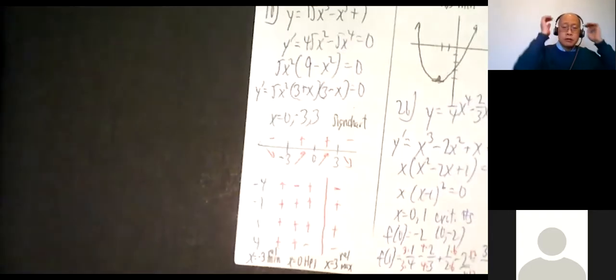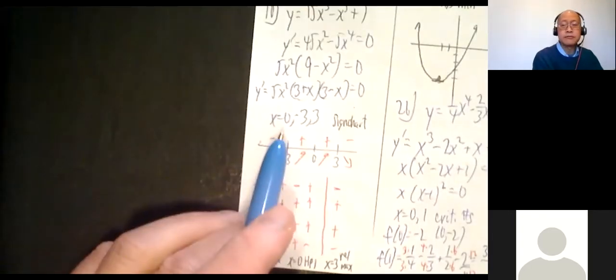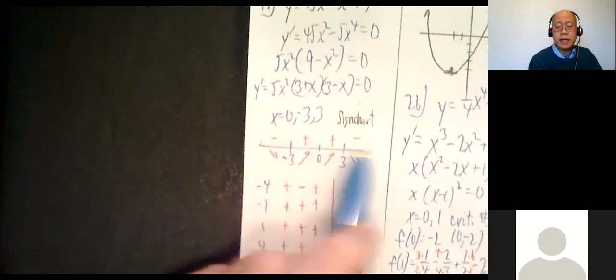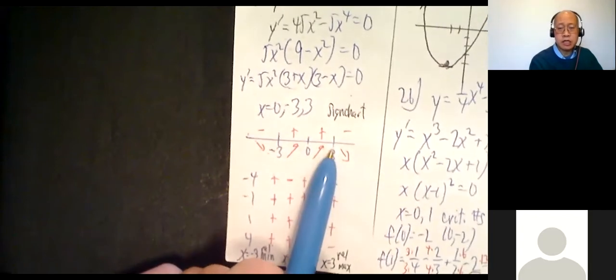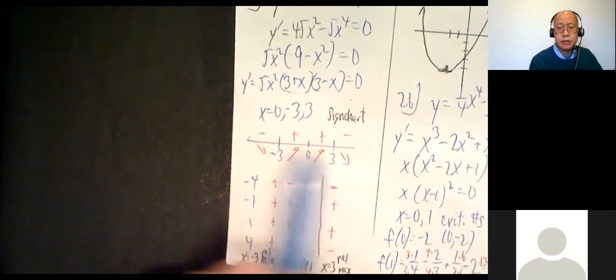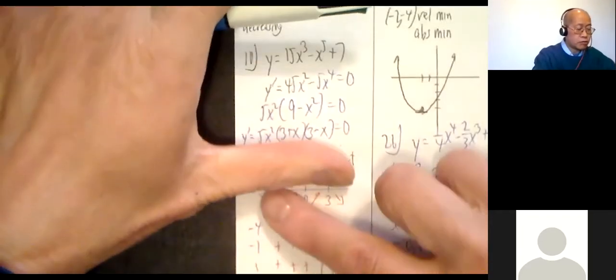Right, so here's what you do now. We make a sign chart. So I write down a real number line. I place down the critical numbers, which are 0, negative 3, and positive 3. Here's my real number line. Okay, temporarily ignore the red. We're going to have to derive the red.